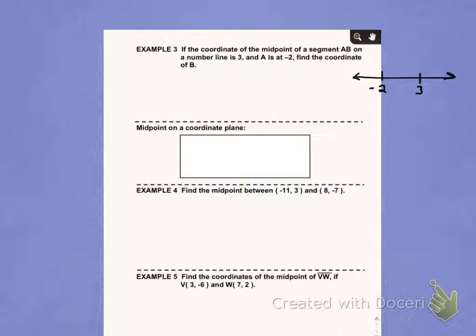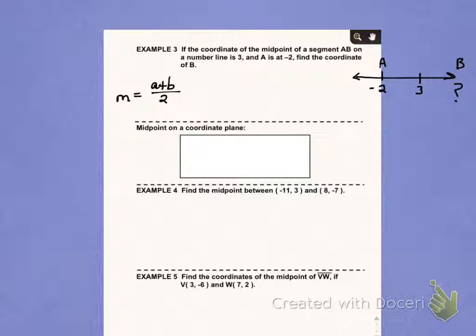This is A. And B is going to be over here somewhere, and that's what we're wanting to know. Where is B? So we know the midpoint this time. So think of your formula. M is equal to A plus B over 2.